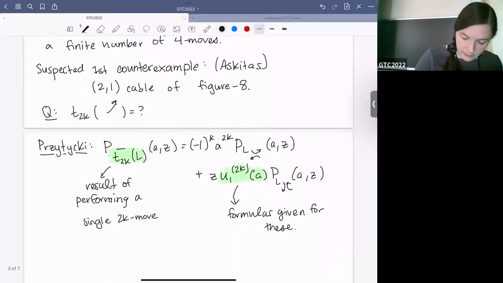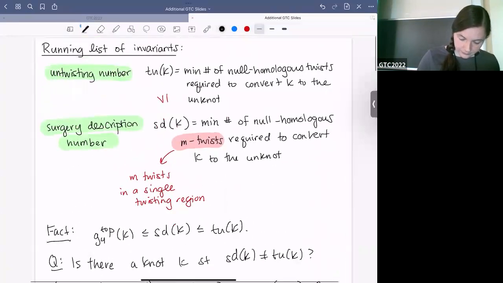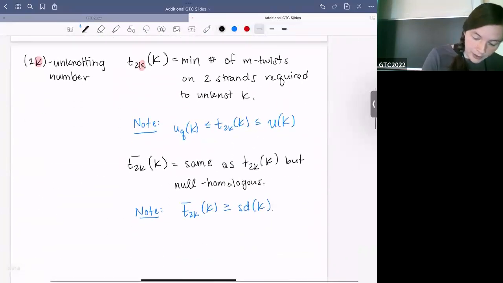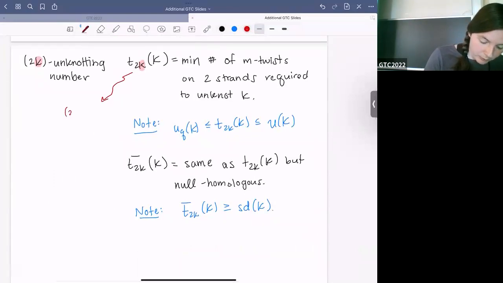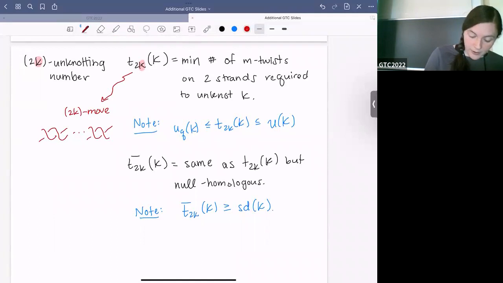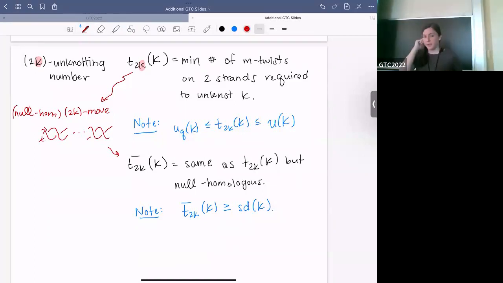So I should say, this is related to the non-invariant, not the non-invariant, the unknotting operation that I'm going to call a 2k move, which is kind of the unoriented version. If I put a bar over it, it's the same as this, but it has orientation. So maybe I should say bar or null-homologous would have the correct orientations for this to be null-homologous. So maybe this. Thank you.